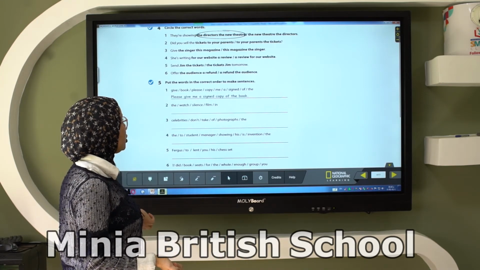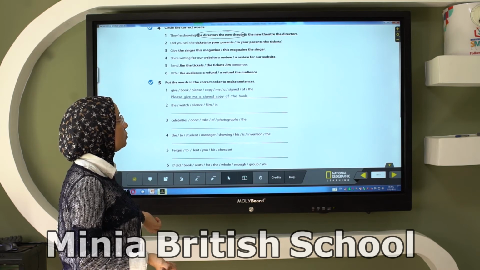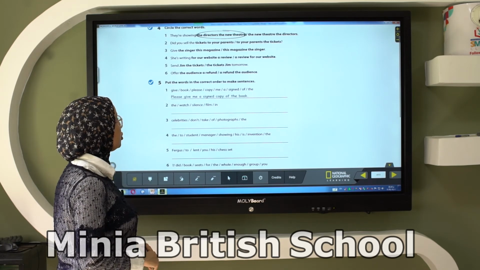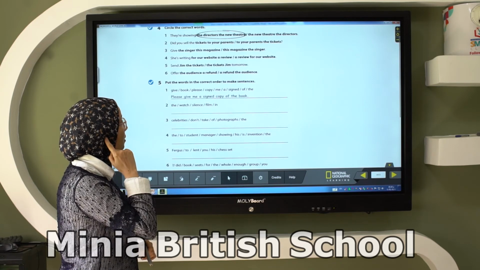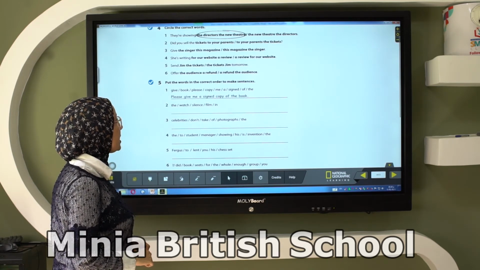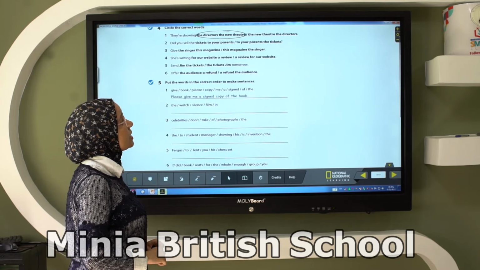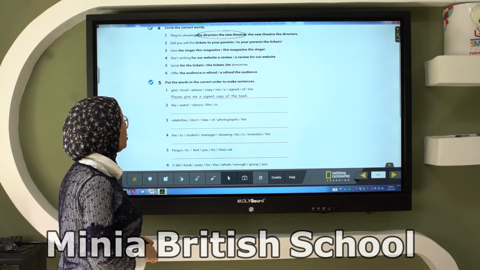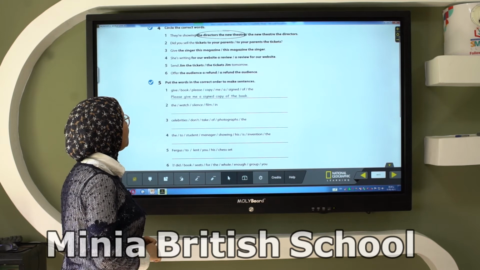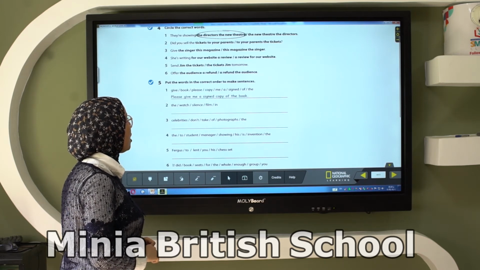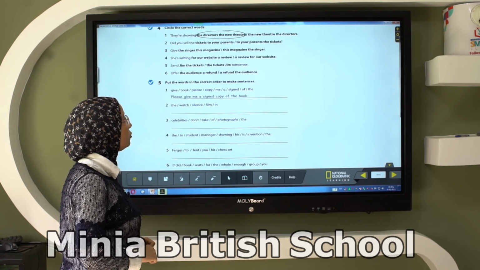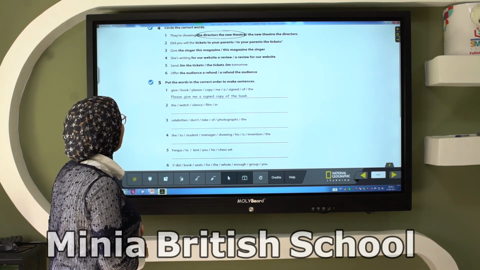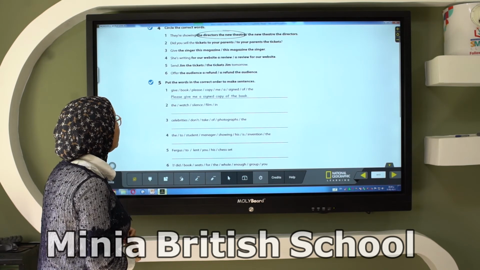Number four, she is writing for our website review, or she is writing a review for our website. Of course, she's writing a review for our website. Number five, send Jim the tickets, or send the tickets Jim tomorrow. No, of course, it doesn't give me any meaning. So send Jim the tickets tomorrow. Number six, offer the audience a refund, or offer a refund to the audience. Very good. Offer the audience a refund.